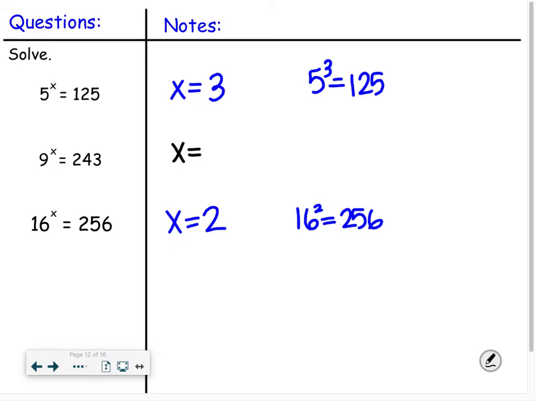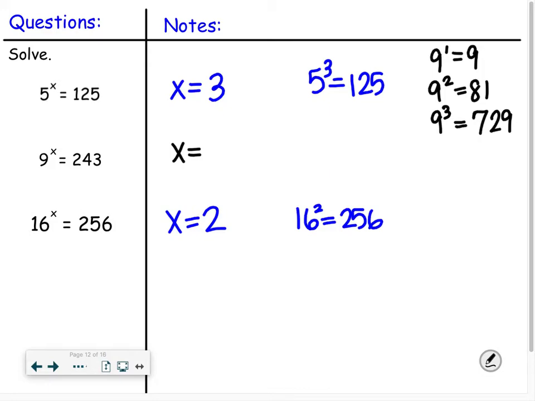Like 9 to the 1st power is 9. 9 to the second power is 81. And 9 to the third power, if I multiply that by 9, I get 729. So what that means to me is that 243, it's got to be a fractional power of 9. So I need to teach you how to find that. So I want you to think about not the number 9, but think about the number 9 in a different way.